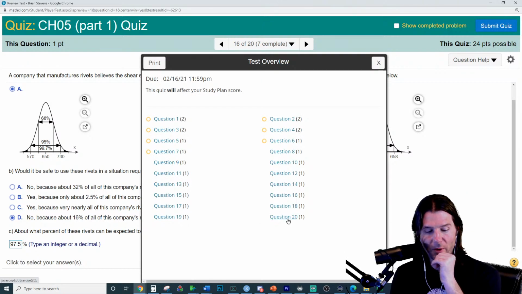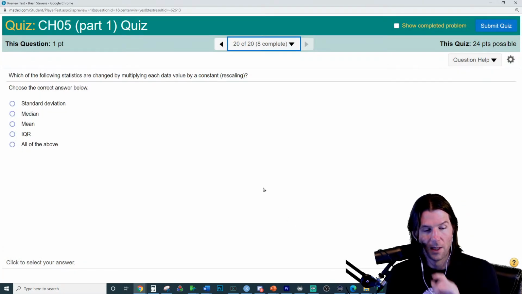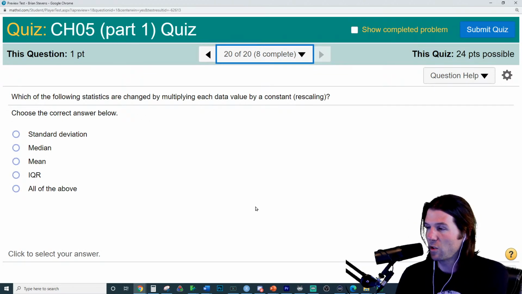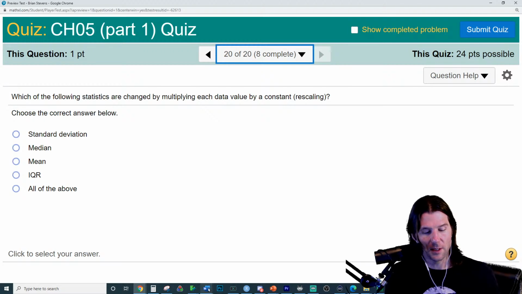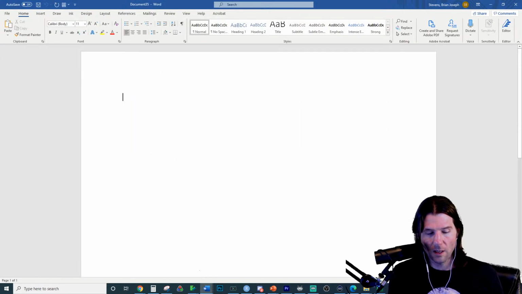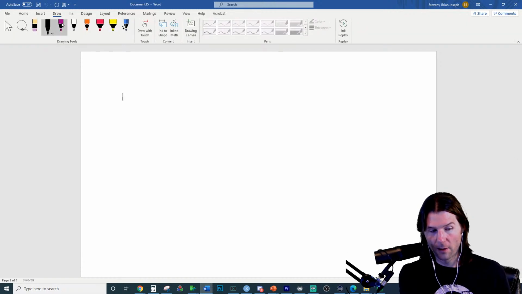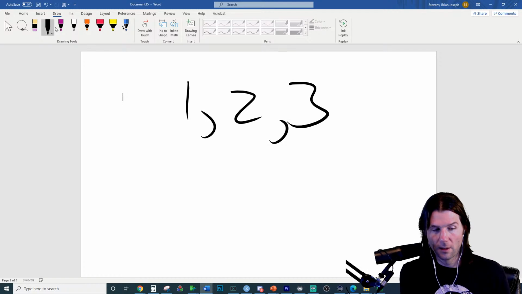Let's see, do we have, let me look for the multiple choice. We can do this for some fun. Which of the followings are changed by multiplying each data set by a constant? And this will rescale. They're actually giving it away right here by saying rescaling. It's also going to move the center. So let's just do a very small data set right here. A very small data set would be something like, let's go here, 1, 2, 3, and let's do 10.